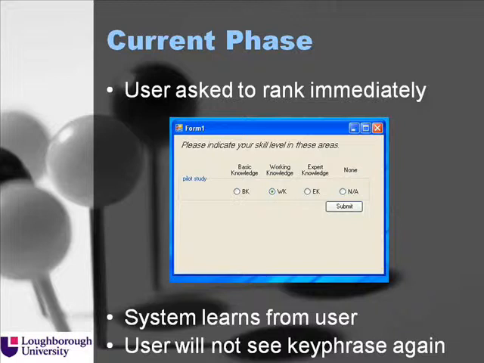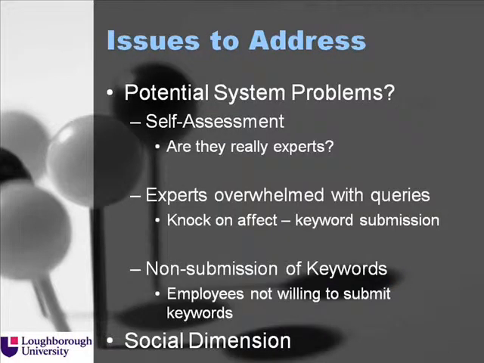So the system is up and running and it does work, but there are a number of issues still to address. Potential system problems would be self-assessment. We all know within organisations some people think they really are wonderful experts, but we all know them to be not quite as good as they think. And at the other end of the spectrum, there are real experts out there, but they think actually I don't really know much at all. So are they really experts?